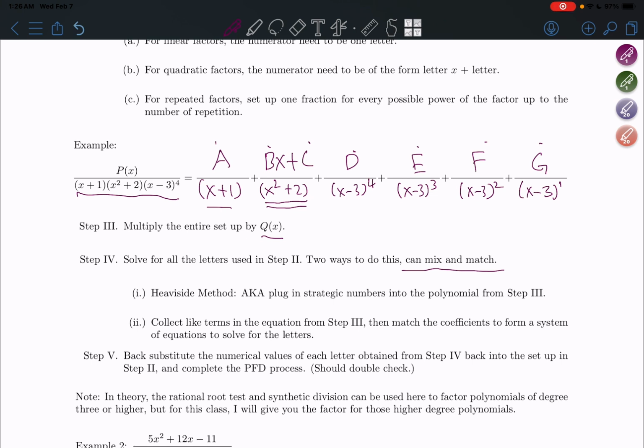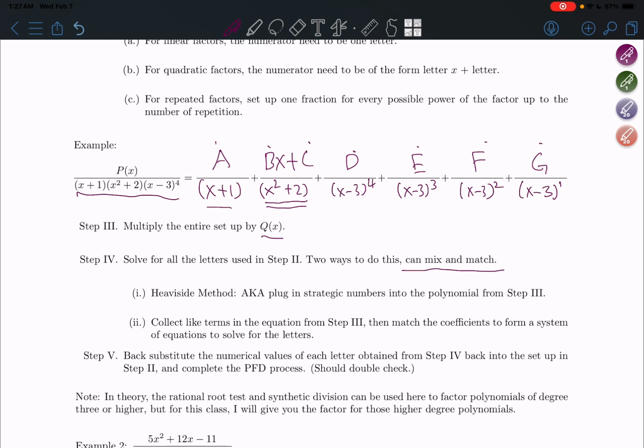One way is called the Heaviside method, named after Oliver Heaviside. Kind of a nice little method, often referred to as the shortcut of this type of problem. It depends on the problem. Most of the time, it does work, but sometimes you need a little extra push. But what this means is we're plugging in strategic numbers into a polynomial from the previous steps, and hopefully things are gonna cancel out. That's the dream. Again, I'll show you what that means in just a little bit.